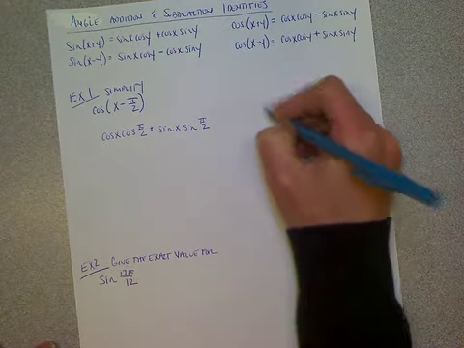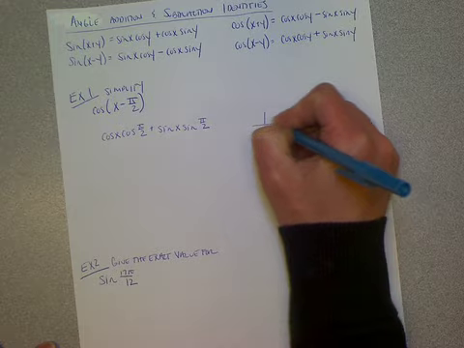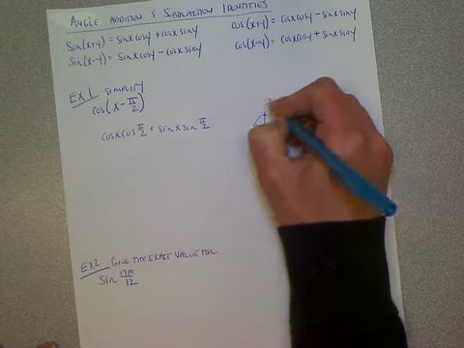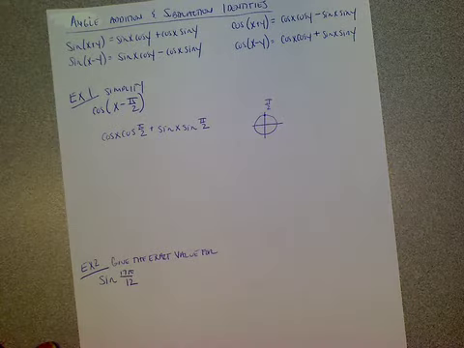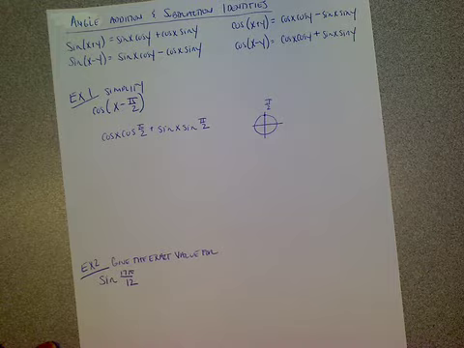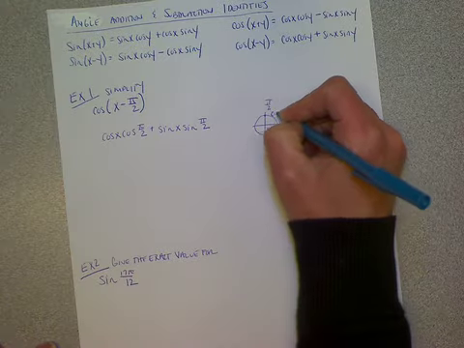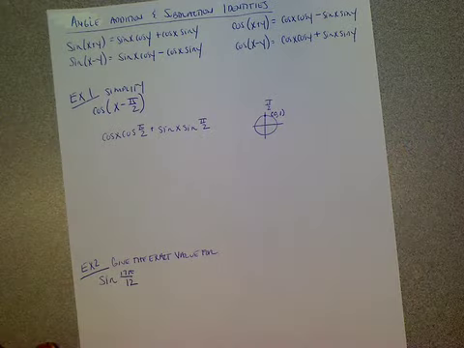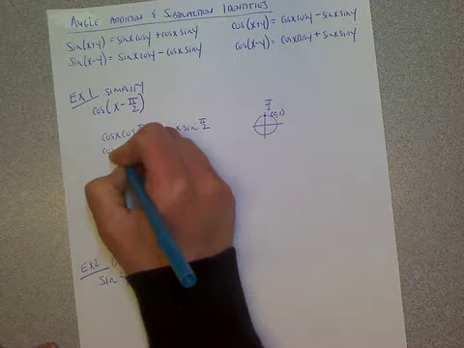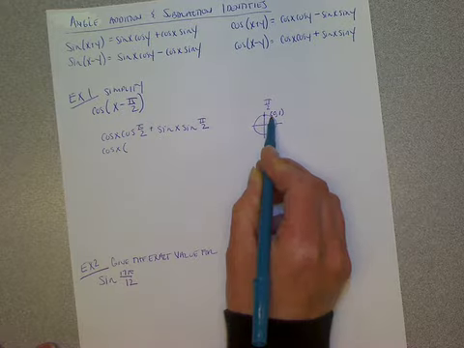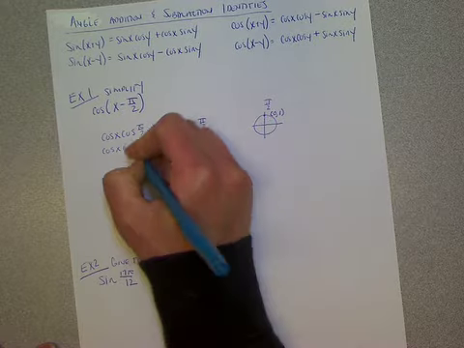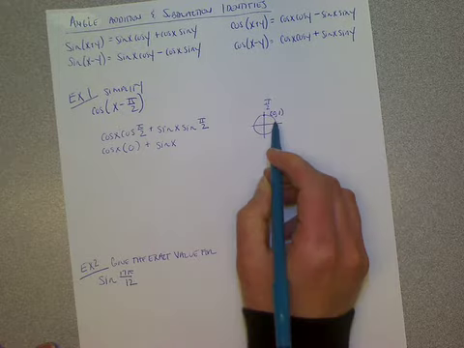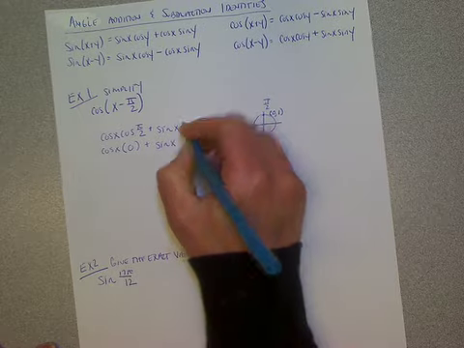Pi over 2 is an exact value. I can find sine and cosine of that, either thinking on the graph or thinking of our unit circle. Pi over 2 is on the positive side of the y-axis. The coordinate there is 0, 1. Cosine of pi over 2 is the same as the x-coordinate in that spot, so that's 0, plus sine of x times the sine of pi over 2 in that spot, which is 1.